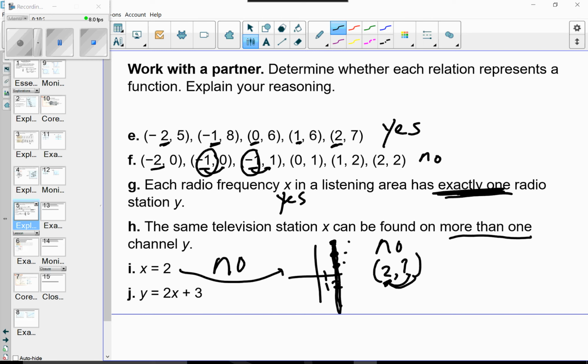Horizontal lines are good. So if that was y equals 2, it would be a function because that's a horizontal line. That would actually look like this. But x equals 2 would not work.